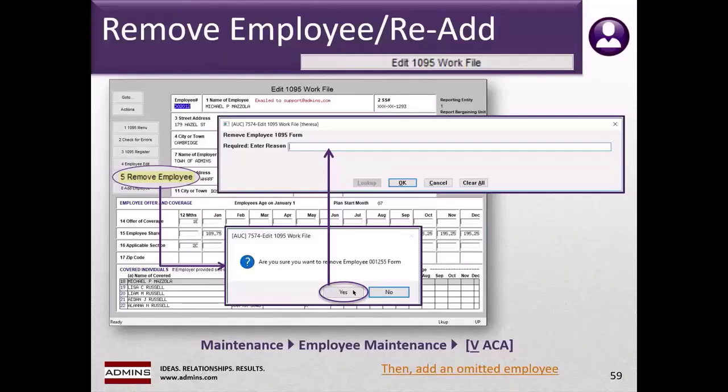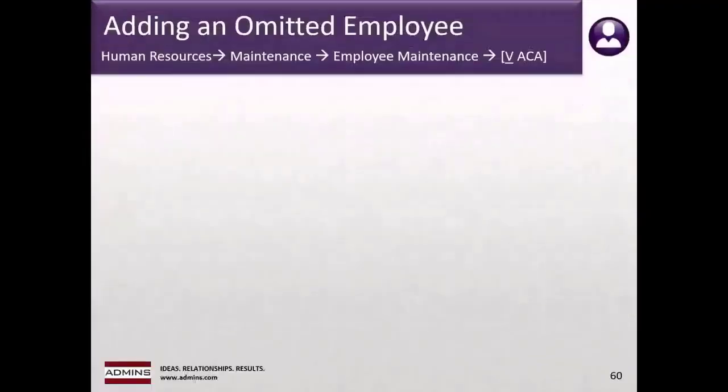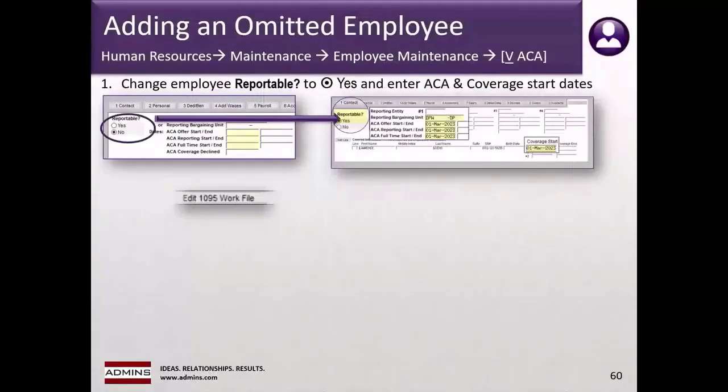Make the changes on the Employee Maintenance Record ACA tab, and then follow the instructions on the Adding an Omitted Employee slide to bring the employee record back into the work file. Note that when adding a record this way, the audit reports 1, 2, and 3 are rerun to ensure that no errors are introduced. We'll look at that more on the next slide.